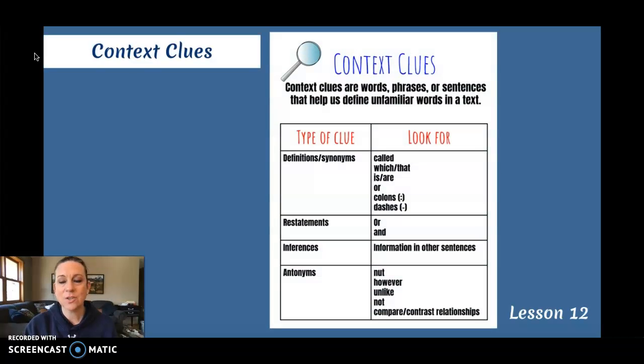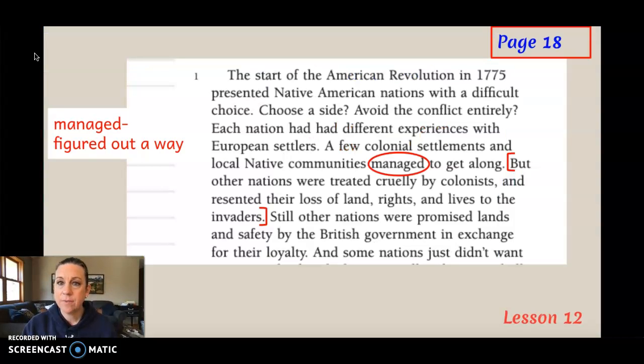All right, so context clues. I have highlighted comparing and contrasting relationships. That's what we're looking for here. So let's take a look at page 18. I have circled the word managed. A few colonial settlements and local native communities managed to get along. Well, now let's compare that and contrast that to what I have in the brackets. But other nations were treated cruelly by colonists and resented their loss of land, rights, and lives to the invaders.